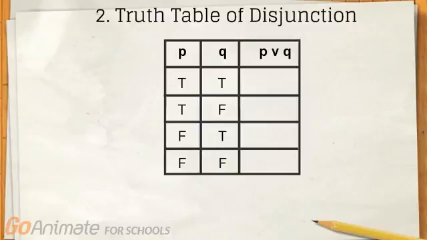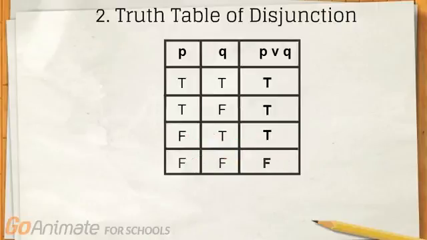Try to complete the table from left to right, and fill up the values for the disjunction of P, Q in the truth table. Let's start with the first row. Here, when P is true and Q is true, the disjunction for these two variables is true. Do similarly to the following rows, and you will get the disjunction values: the second row is true, the third row is true, and finally the last row is false.